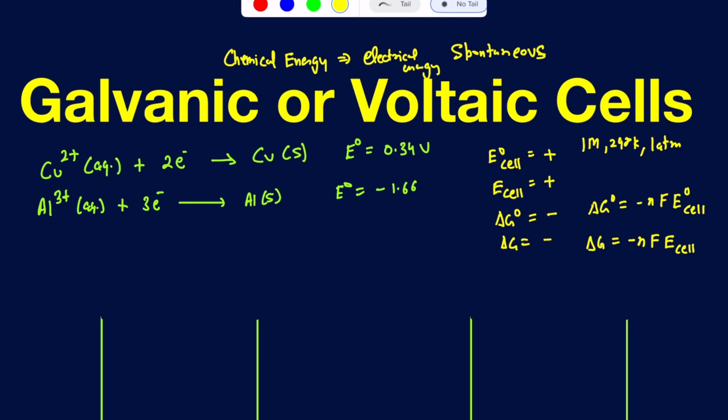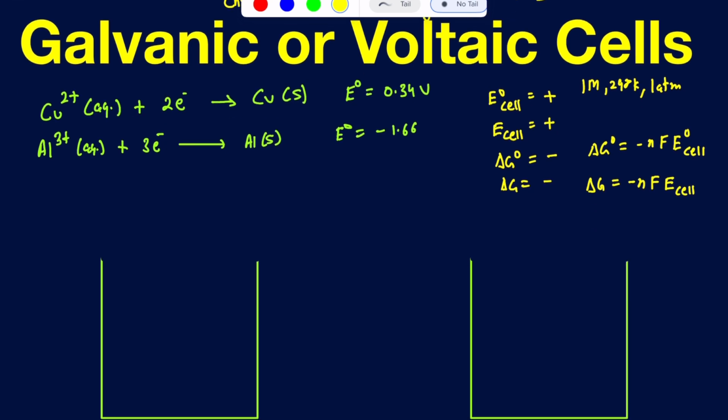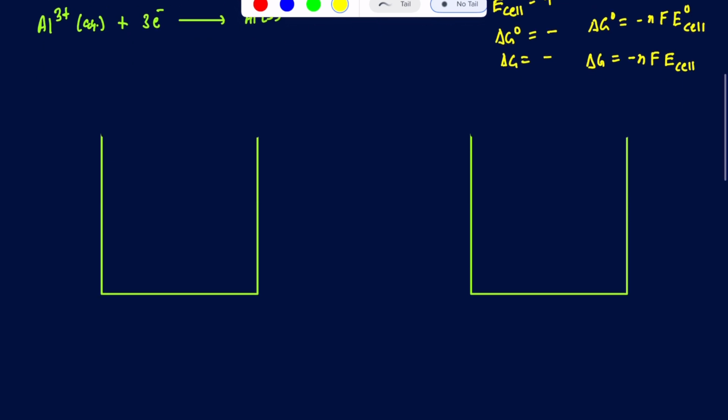Now, for right now, I'm going to focus on the galvanic cell, and whatever you learn in the case of the galvanic cell, the electrolytic cell is kind of the opposite. Now, if I want to create a galvanic cell, I have to have two electrodes, just like you typically see in a battery, with a positive terminal and a negative terminal. And that's what we're going to be looking at here.